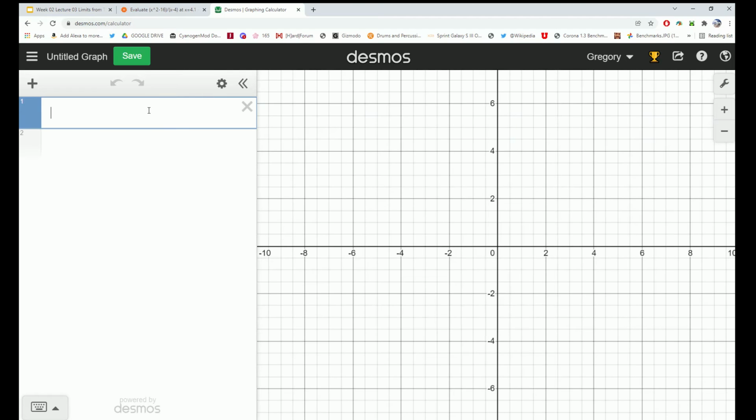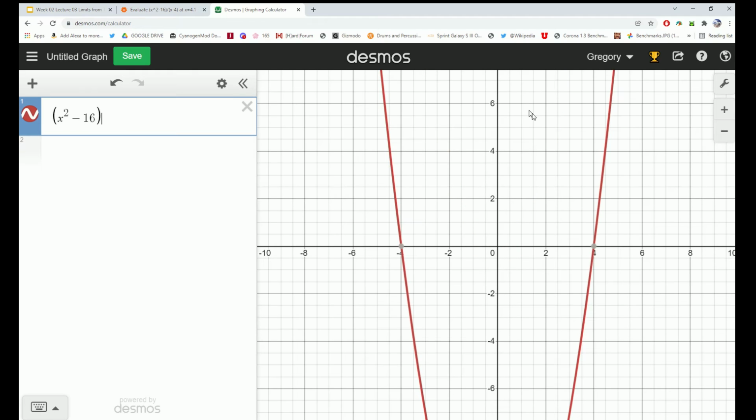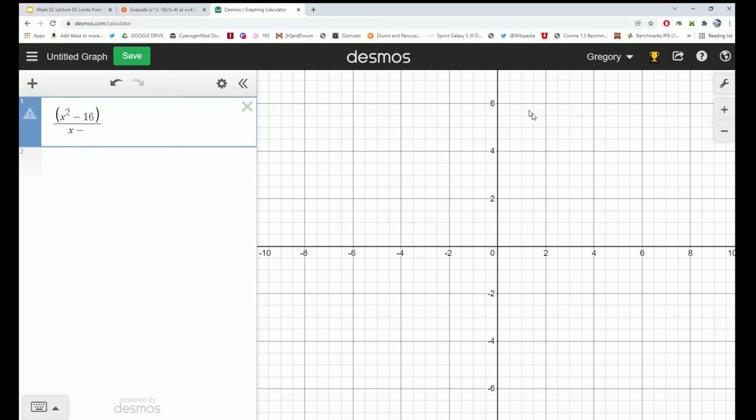So I'm going to use a different program here. So this is Desmos, which is desmos.com/calculator. But if you don't put the /calculator, you'll just have to click a button to get in here. If you were to graph this function, which was x squared minus 16 divided by x minus 4, you'll see it looks just like a straight line.